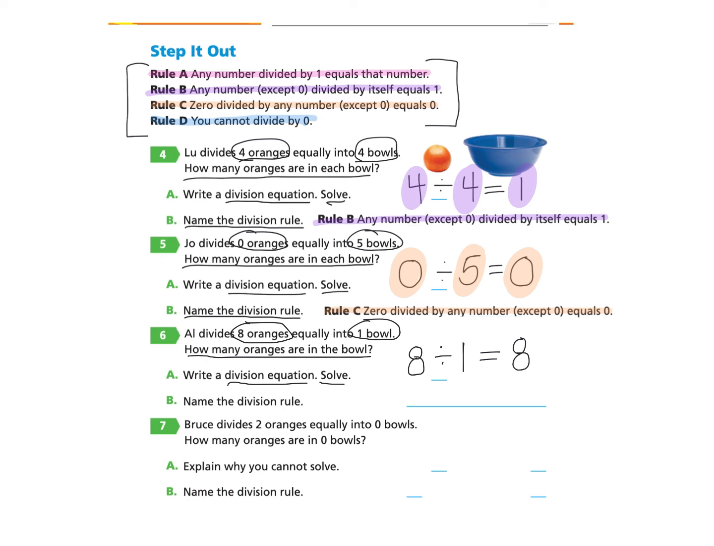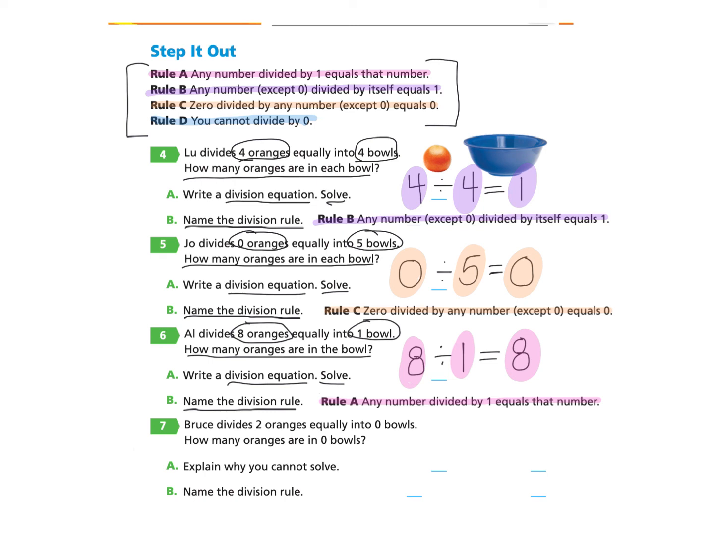So now we have written and solved the division equation, and now the fun part, we get to name the division rule. So if you'd like to pause again, you may do that. And when you come back, you'll find that rule A matches this division equation. Any number divided by 1 equals that number.